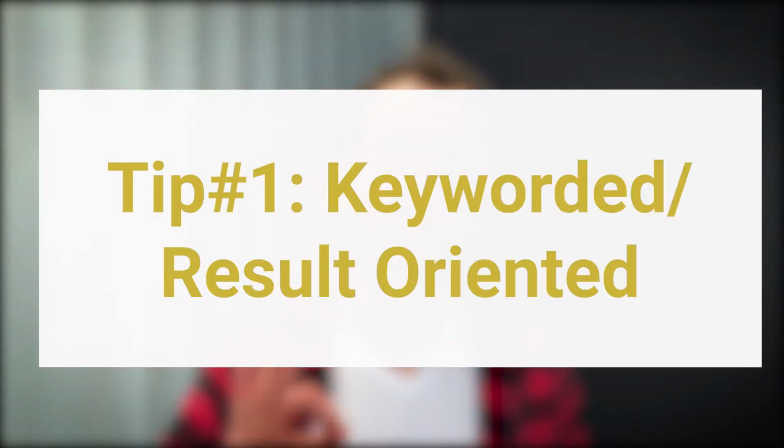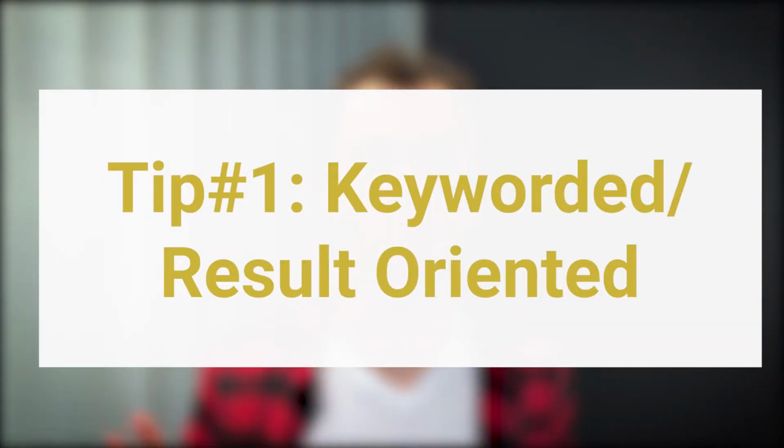Tip number 1 is keyworded or result-oriented. Okay, so you want your course name to include a keyword that evokes the topic that you're talking about and or the result that you're promising. At the very least, you want to have included something that makes appealing and attractive the transformation that you're talking about in the course. Okay, so here are some examples to show you what I mean.